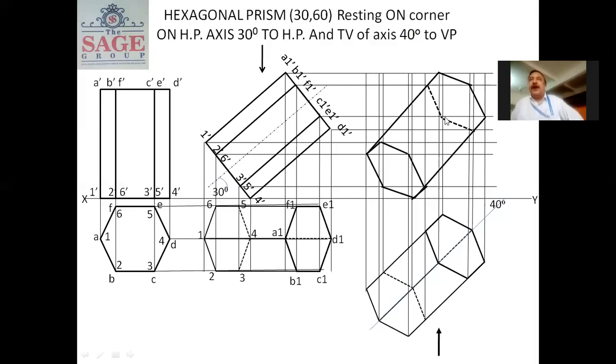D1. But this time it is just the reverse of the previous. Join 1 to A1 is our hidden line and join 4 to D1 is our completely visible line. Now in this way we complete this question of projection of solid. This will help you to understand and try to draw other problems.